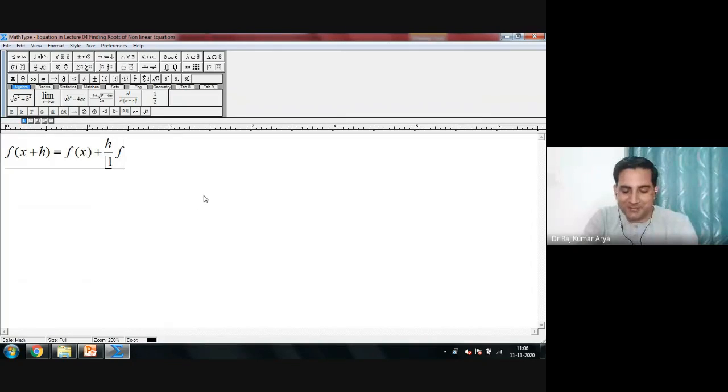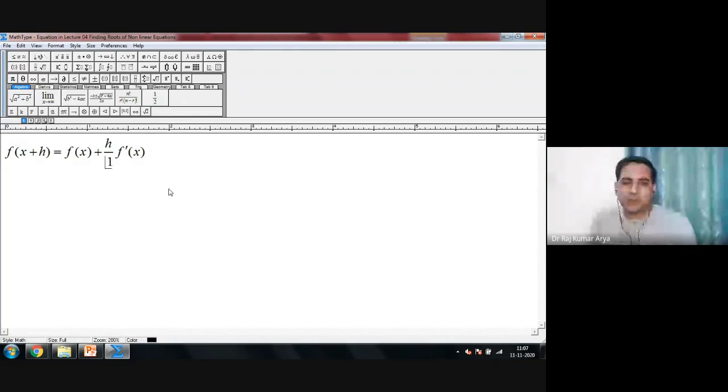Factorial should be there. So you will have f dash here. Where should I put f dash? This one. So f dash x here, right? I am thus neglecting the higher order terms.